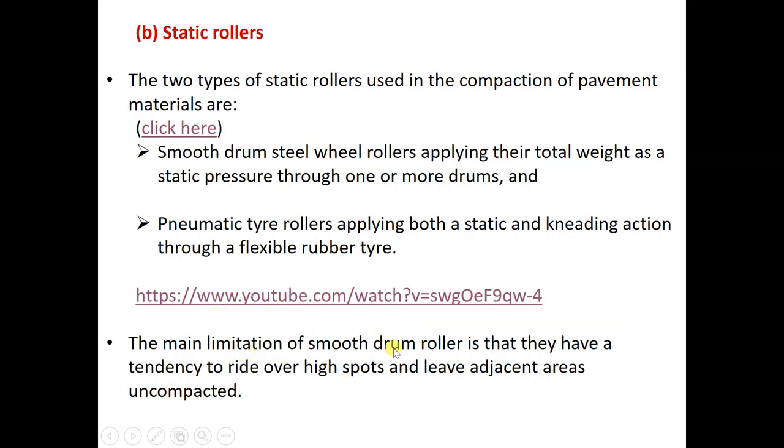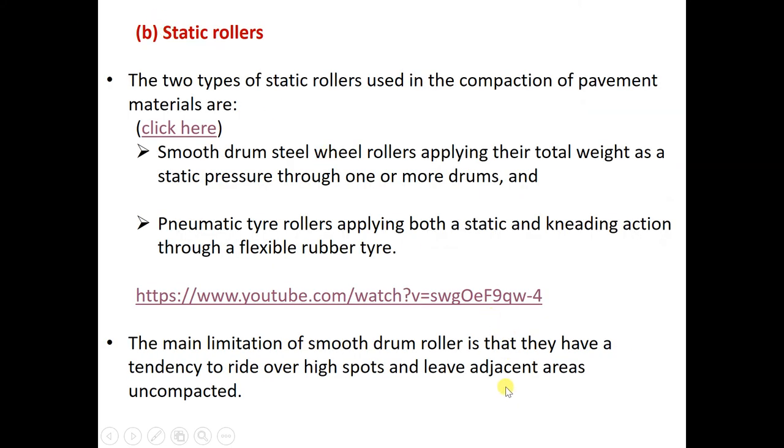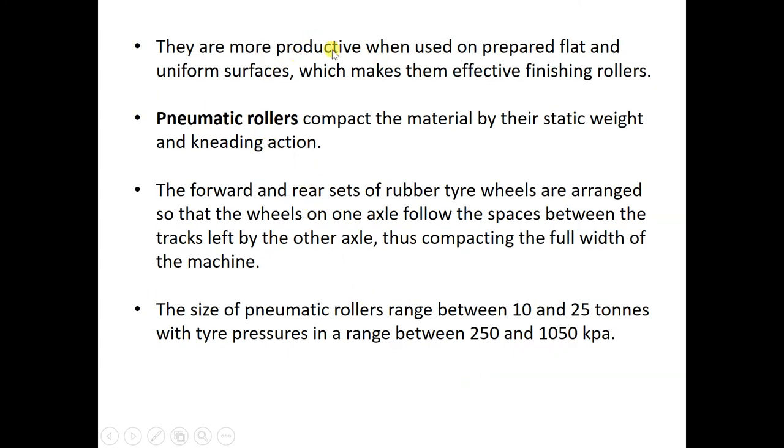The main limitation of the smooth drum roller is that it has a tendency to ride over high spots and leave the adjacent area uncompacted. If there is an uneven surface, the smooth drum cannot compact it, whereas the pneumatic tire can. Later on we can show a diagram. Smooth drum rollers are more productive when used on a prepared, flat, and uniform surface, which makes them effective finishing rollers. The steel drum roller is quite effective as a finishing roller.